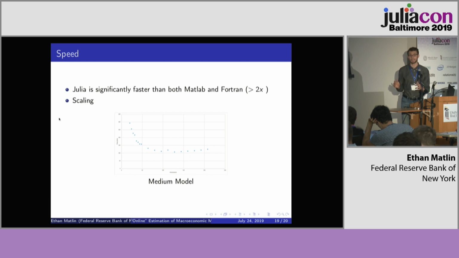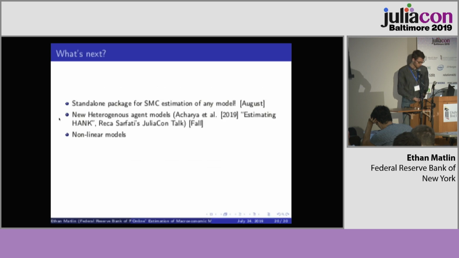Where we see real gains, and I unfortunately don't have a plot for this yet, is with the big heterogeneous agent models that Rika was just talking about. And that one we've gone up to 500, almost 1,000 workers, and we still see great performance because there the likelihood evaluations take a lot longer.